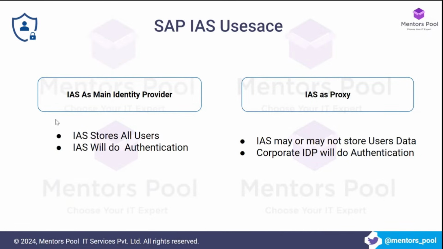You can use IAS as a main identity provider. But also, if you already have some identity provider in your landscape, you can use IAS in a proxy mode. I will explain, don't worry. Now, what is a proxy mode and how does it work?